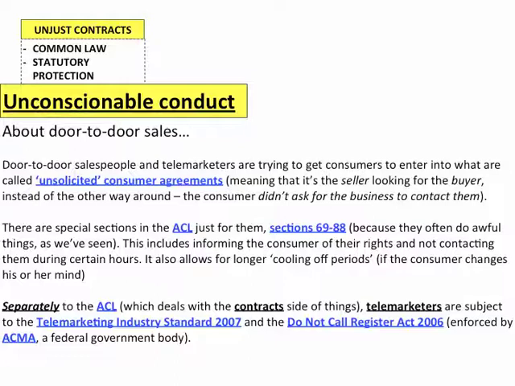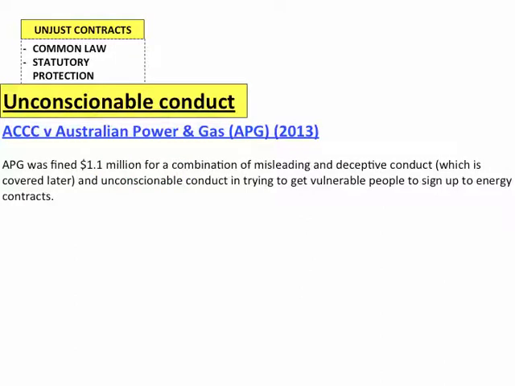Now, if we expand on this, there was a special case, the HSC and Australian Power and Gas. Australian Power and Gas was lying to the customers, misleading and deceptive conduct. We'll cover that later. But they also engaged in unconscionable conduct by trying to get very vulnerable people to sign up to energy contracts, right?